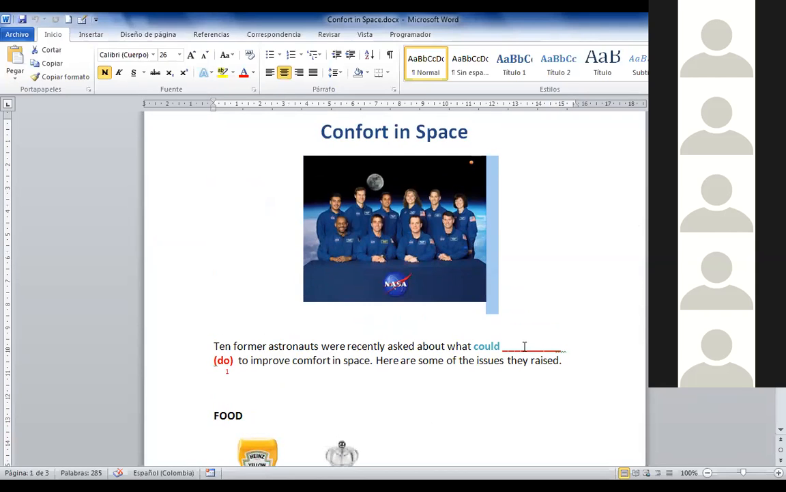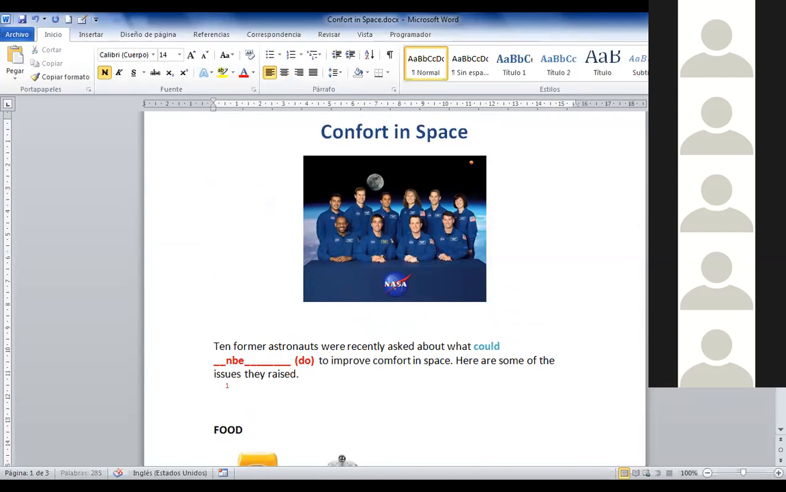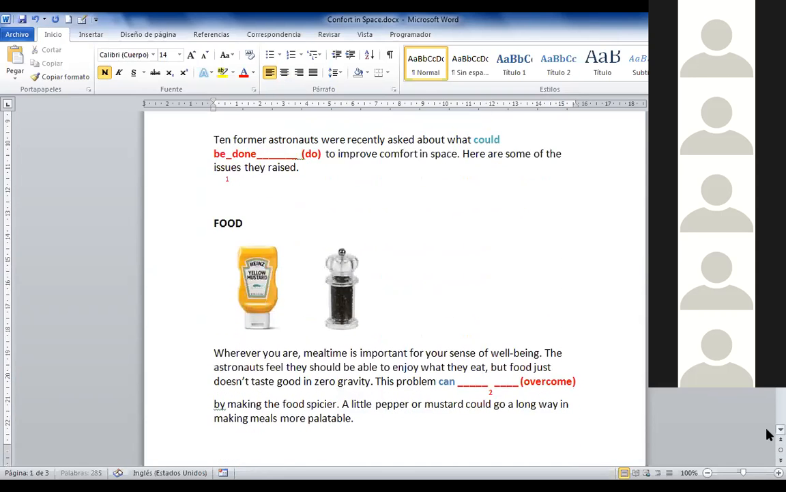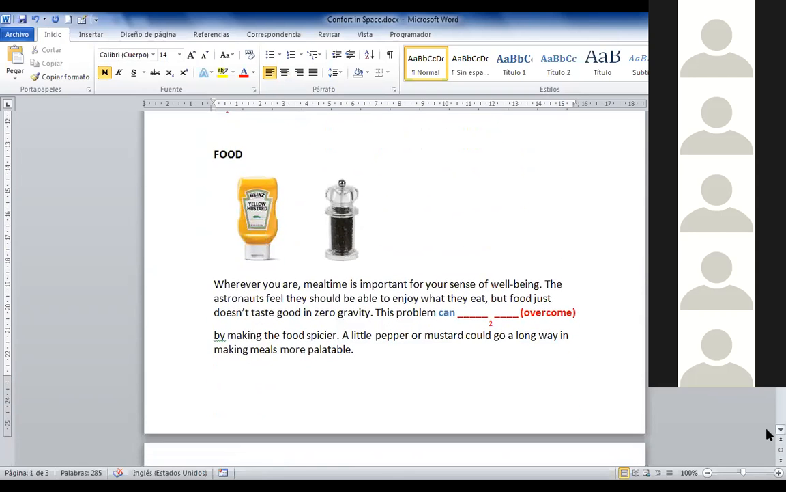What could be done? Exactly. Could you read the whole sentence, please? Yes, ten former astronauts were recently asked about what could be done to improve comfort in space. Here are some of the issues they raised. Okay, thanks. Very good.